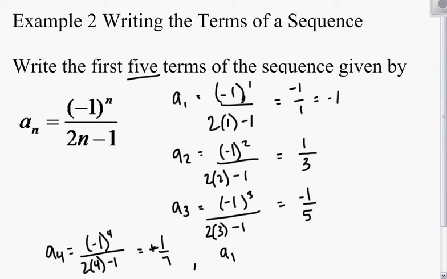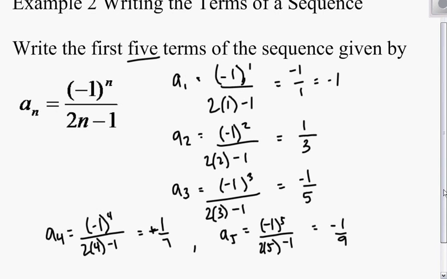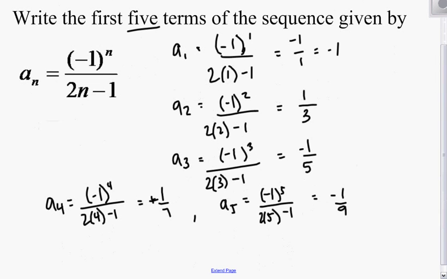And a sub 5, we have negative 1 to the 5th over 2 times 5 minus 1. And you're going to get negative 1 over 9. So the way to write all this, so that it's easy to see, clear, legible, negative 1, comma, 1/3, negative 1/5, 1/7, negative 1/9, dot, dot, dot, end of the parentheses, okay?